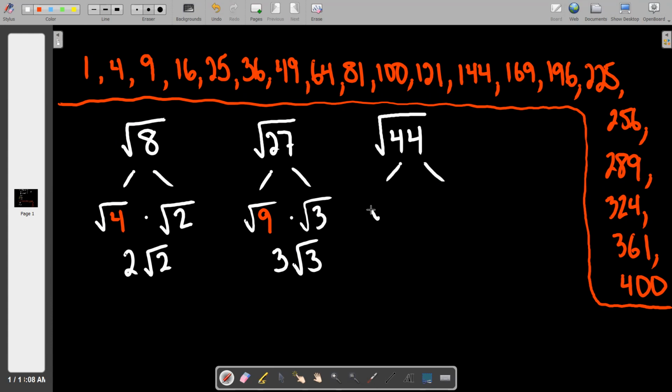Good. So we're going to go branch, branch, root, root. Remember, good guy goes in the first root. Trash guy goes in the second root. And 11 is trash. So what's my final answer? 2 root 11. Good job.